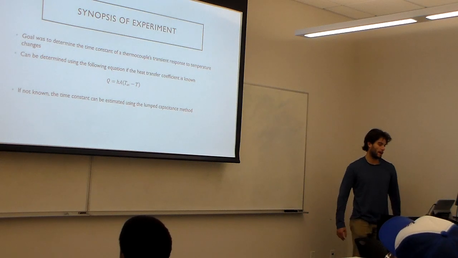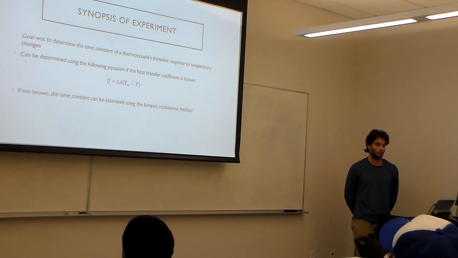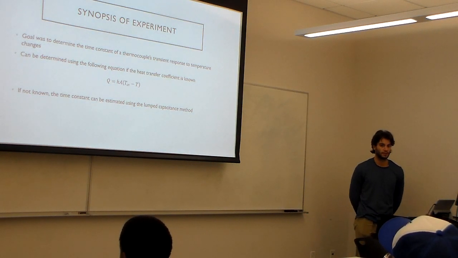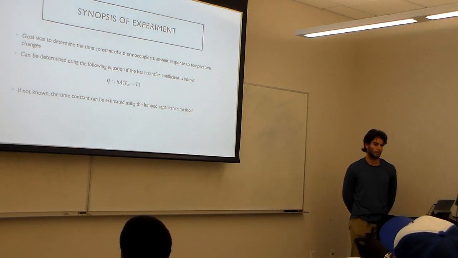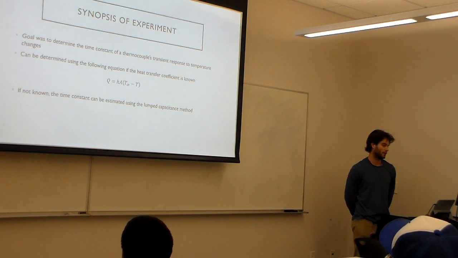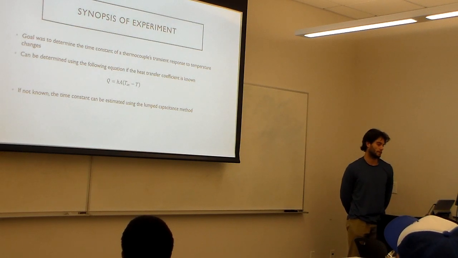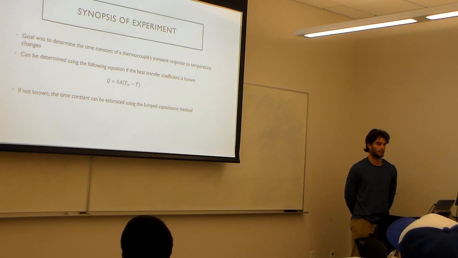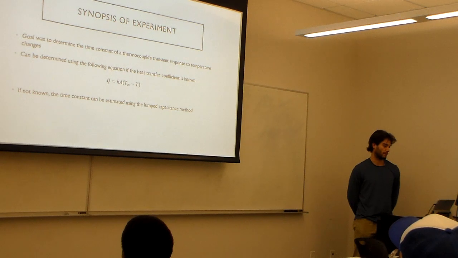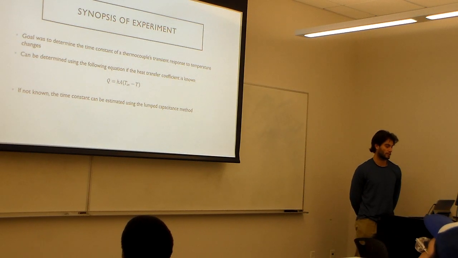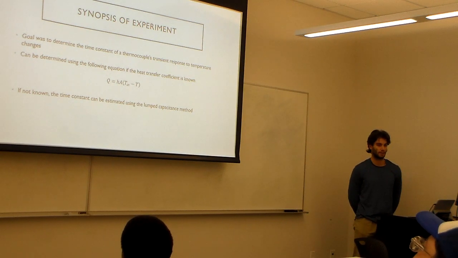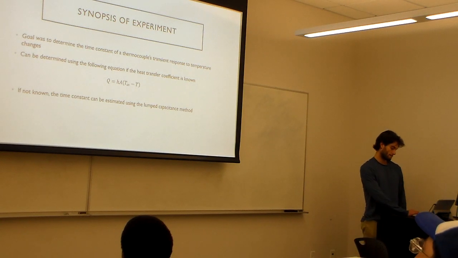And this can be determined mathematically using the following equation if the heat transfer coefficient is known, which is the total heat of the system equal to the convective heat transfer coefficient times the area times the surrounding temperature minus the instantaneous temperature. Though this is an easy equation to use, we don't always know the heat transfer coefficient. So in order to determine the time constant, we need to use the lump capacitance method instead.